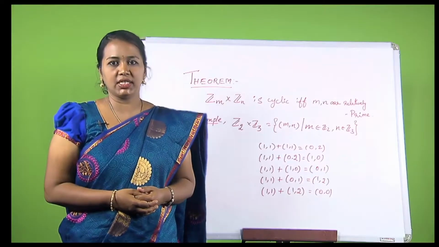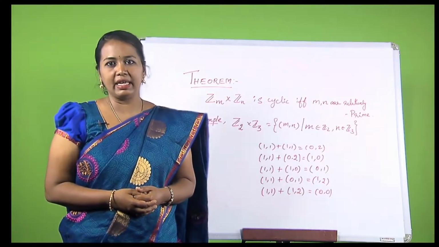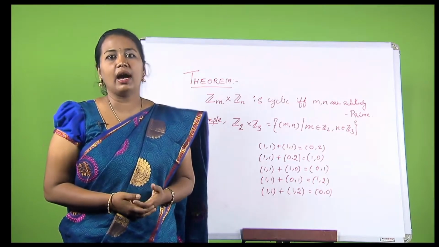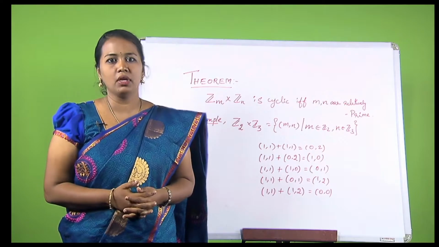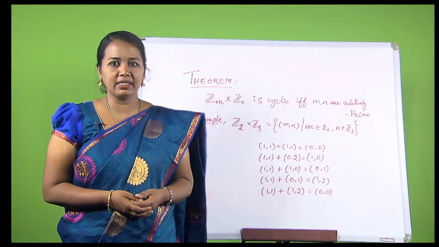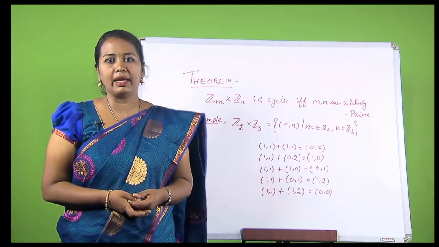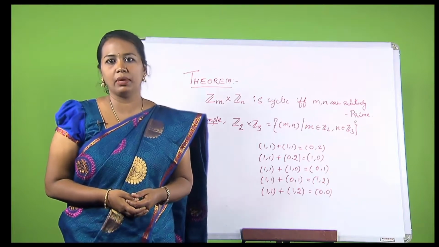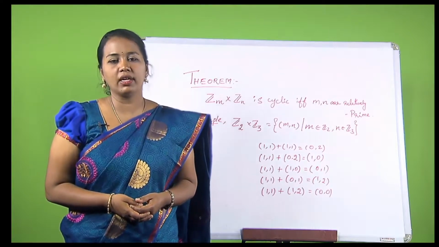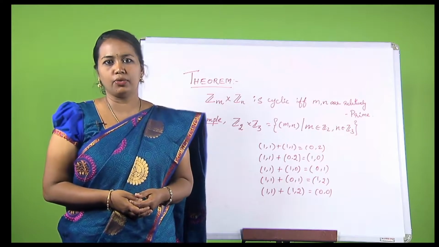Now, suppose that the GCD of m, n is equal to d. Then mn/d is less than mn, and it is the LCM of m and n. Now, let (r,s) be an element of Zm cross Zn, and note that (mn/d)(r,s) is equal to ((mn/d)r, (mn/d)s), which is equal to (0,0). So, all the elements of Zm cross Zn have order less than mn, which is the order of the full group. So, none can generate the group.